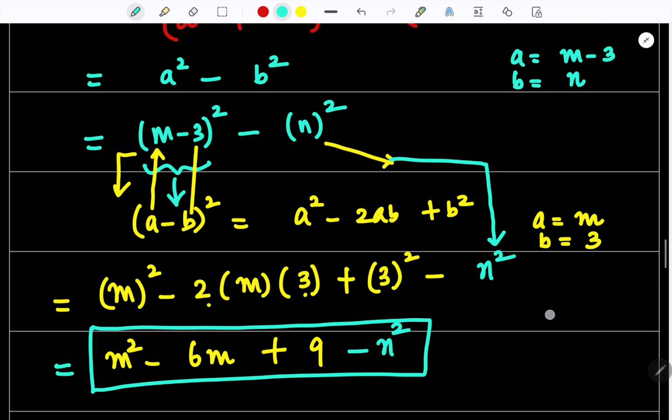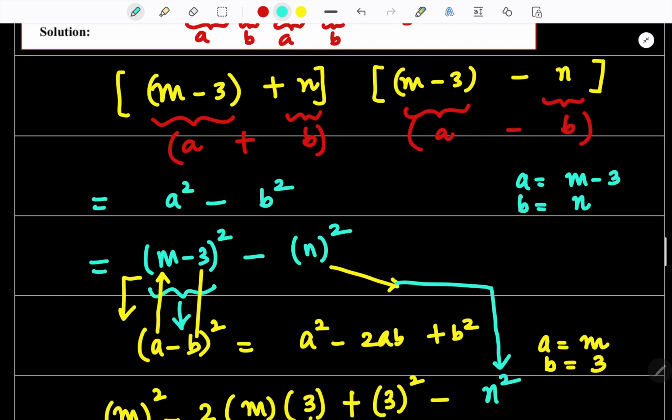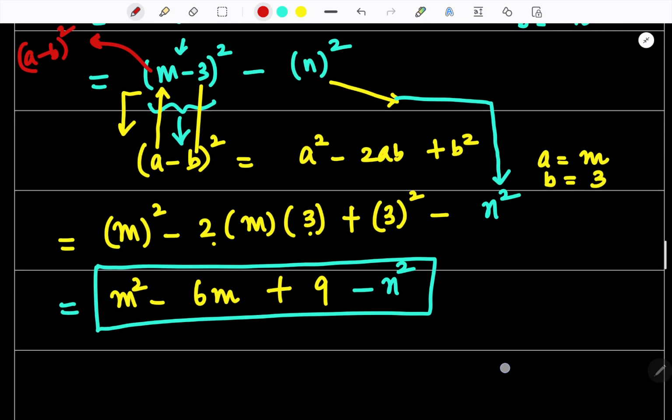A little one more step extra. Again, I'll repeat, listen carefully. This is of the model (a + b)(a − b). I use the formula a² − b². So I got the answer (m − 3)² − n². But we cannot stop here because there is a formula here, (a − b) whole square. So this is going to become (a − b)². So you need to use the formula (a − b)². Once you use this, you're going to get this answer.